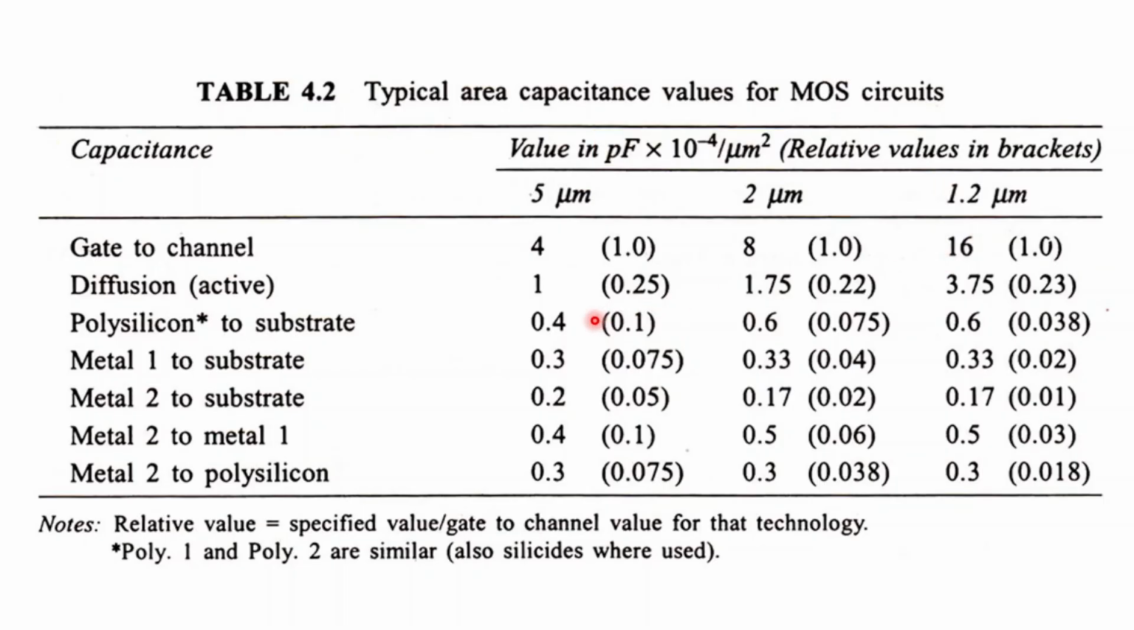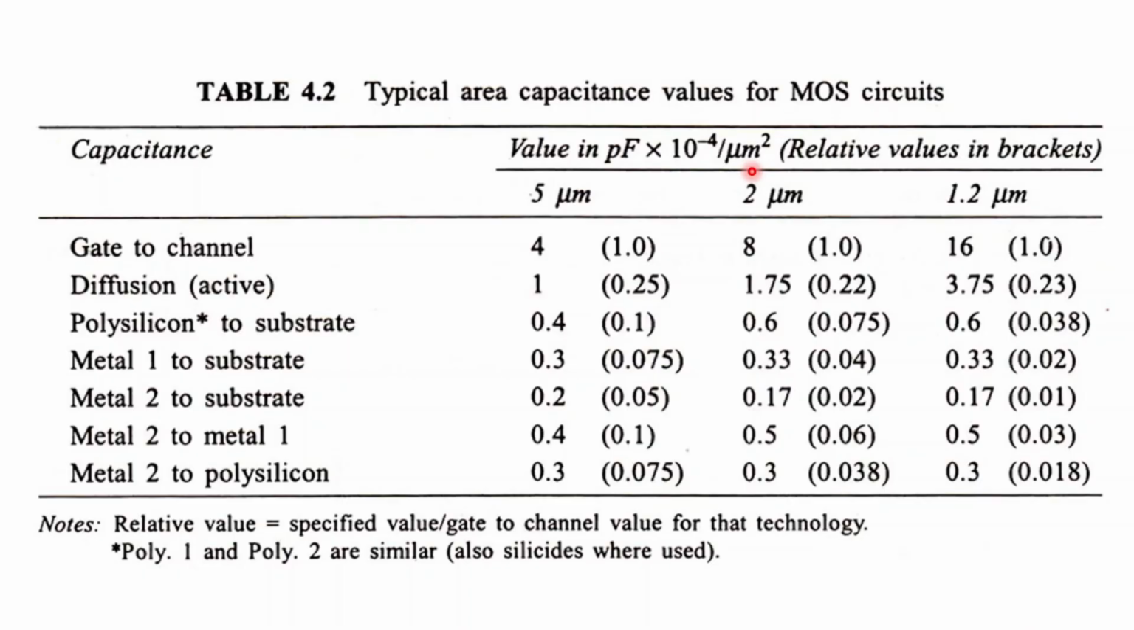Similarly, the capacitance for diffusion or active area is 1 into 10 to the power minus 4 picofarad per micrometer square for 5 micrometer technology, 1.75 into 10 to the power minus 4 picofarad per micrometer square for 2 micrometer technology, 3.75 into 10 to the power minus 4 picofarad per micrometer square for 1.2 micrometer technology. Similarly, the capacitance from polysilicon to substrate, metal 1 to substrate, metal 2 to substrate, metal 2 to metal 1, metal 2 to polysilicon is given.